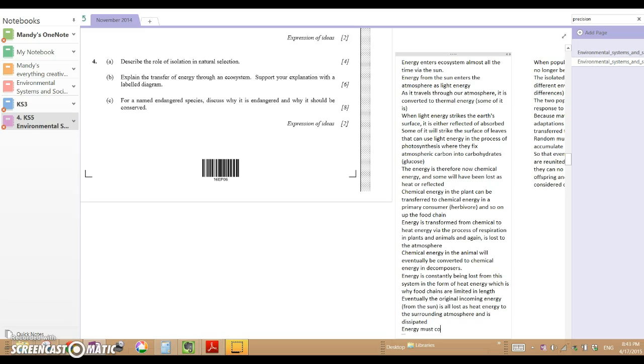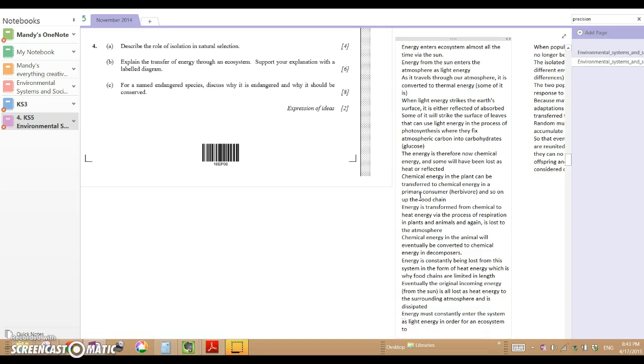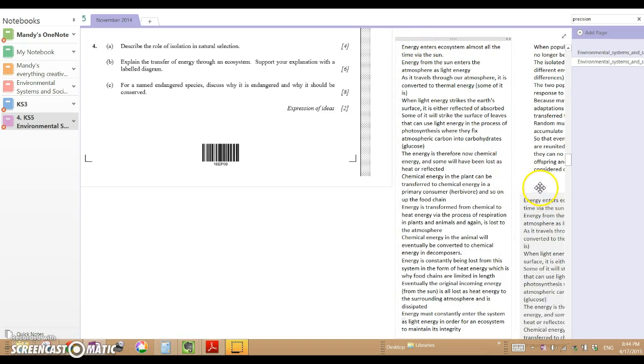Energy must constantly enter the system as light energy in order for an ecosystem to maintain its integrity and not just break down and become a bunch of rotting nothing. Alright, so I got that one.